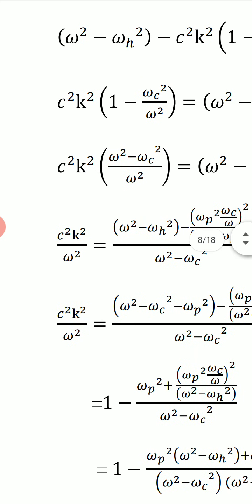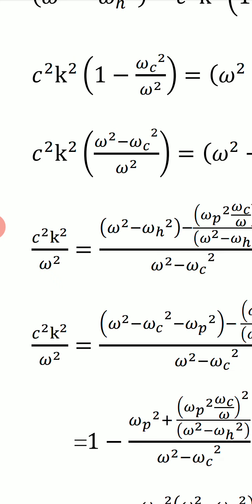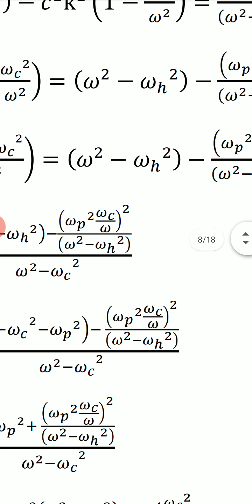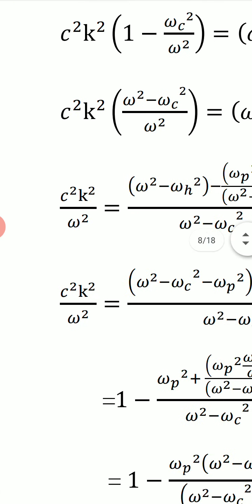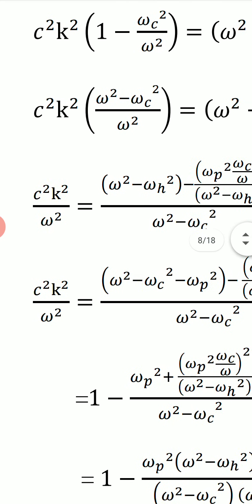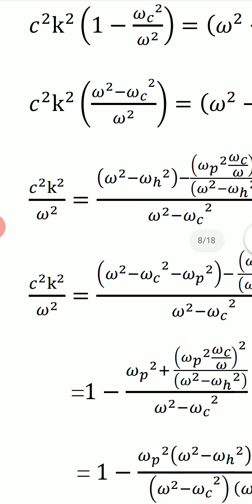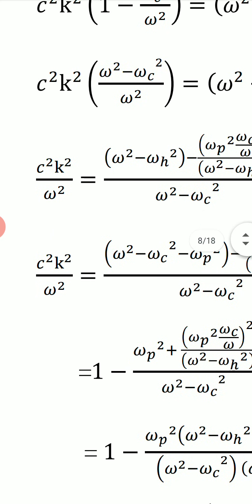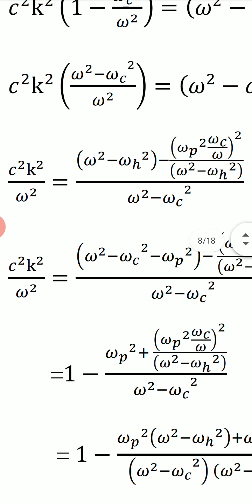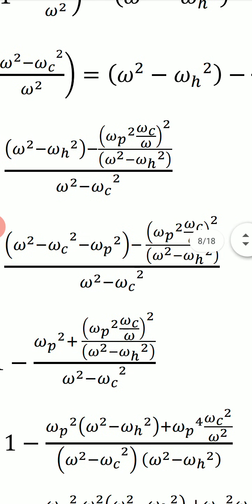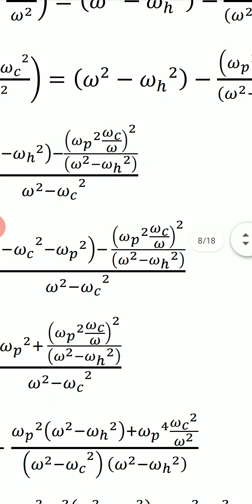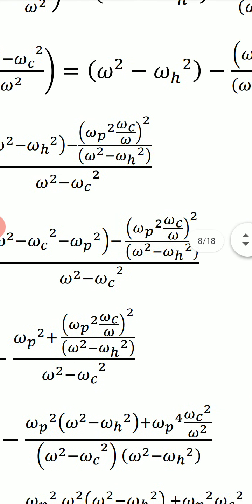Take omega square LCM in this term. We have c square k square into omega square minus omega c square upon omega square equal to omega square minus omega h square minus the remaining term is same. Now we divide by omega square minus omega c square, so that in the left hand side we have c square k square upon omega square. Divide by omega square minus omega c square and we get this term in the right hand side, dividing by omega square minus omega c square.